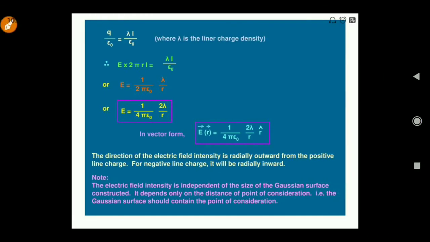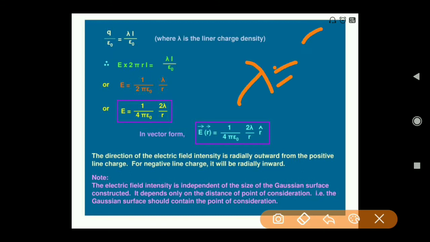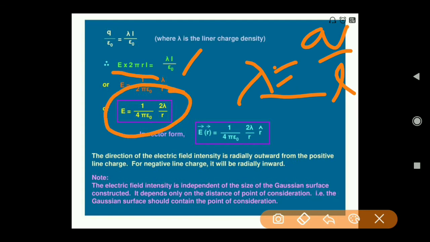So here we know lambda. What is lambda? Lambda is the charge per unit length. So lambda is equal to q by L. So the value of q is equal to what? Lambda into L. So just cross multiply here. So q upon epsilon naught becomes lambda L upon epsilon naught. So you just put the value there. So E into 2 pi RL is equal to q upon epsilon naught, and you put the value of q here, that becomes lambda L upon epsilon naught. So after simplification, you will get the electric field is 1 upon 4 pi epsilon naught 2 lambda by R.